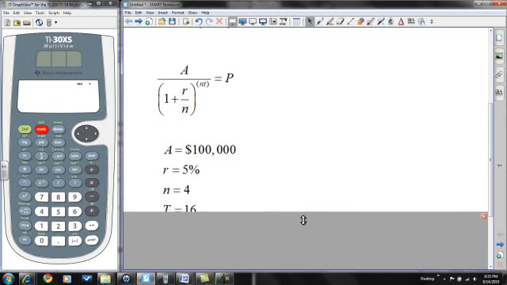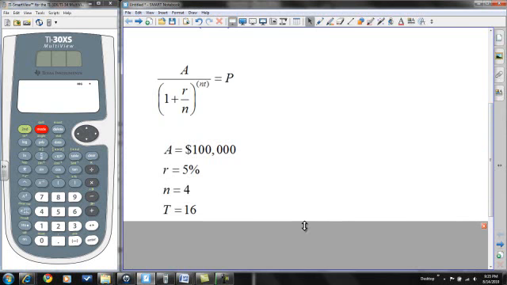We know that we hope to have $100,000 in our account. The interest rate is 5%. It is compounded quarterly, so N is equal to 4, and we're going to leave it there for 16 years and wait for it to mature.